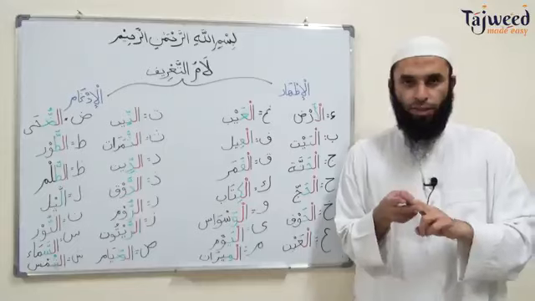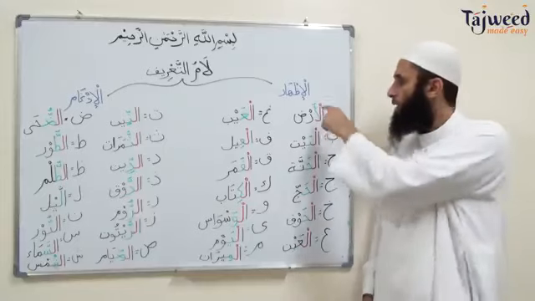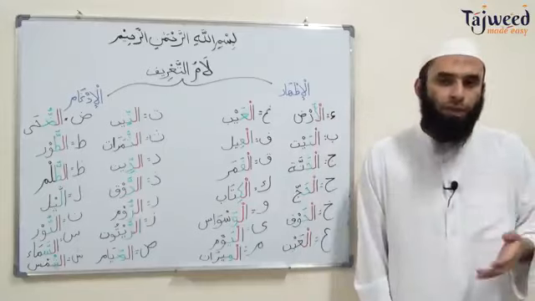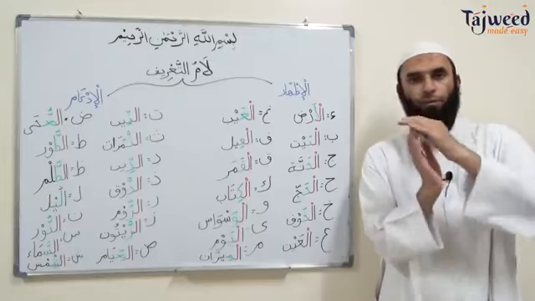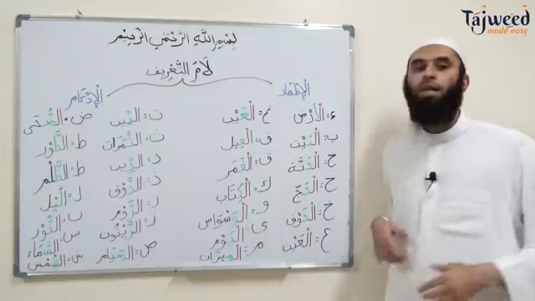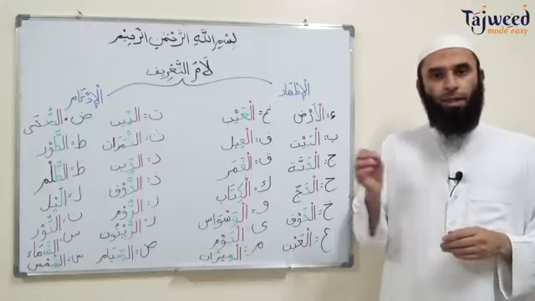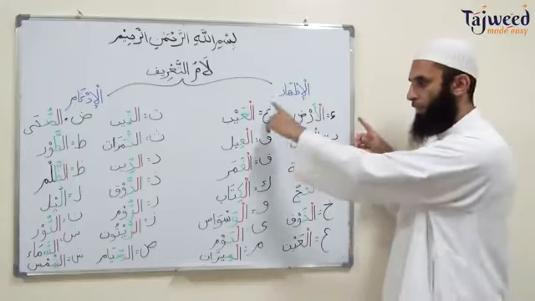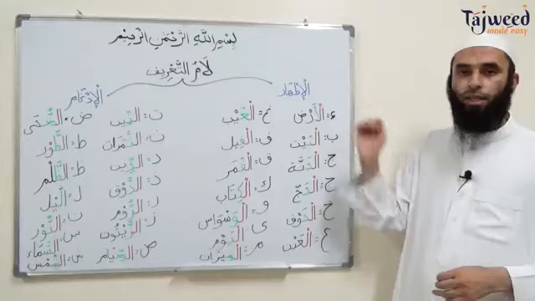So two things we've noticed. Lam is going to be written with a sukoon, and it's going to be pronounced. Edge of the tongue will touch the roof of the mouth with these 14 letters. This is how the Arabs used to pronounce lam al-ta'rif when it comes to nouns that begin with these 14 letters. This is the izhar form.